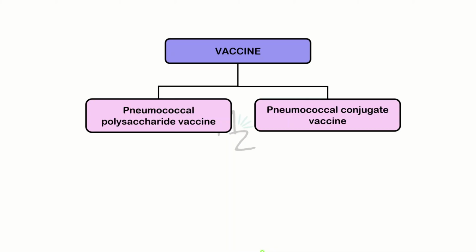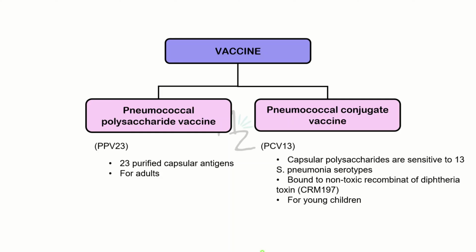Let's talk about vaccines. There are two types of vaccines available. One is the pneumococcal polysaccharide vaccine, that is PPV23, and it has 23 purified capsular antigens and is available for adults. The second one is the pneumococcal conjugate vaccine, PCV13. Capsular polysaccharides of 13 Streptococcus pneumoniae serotypes are bound to a non-toxic recombinant of diphtheria toxin called CRM197, and it is available for young children.